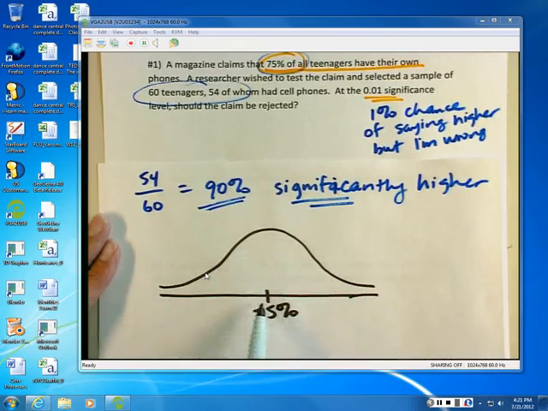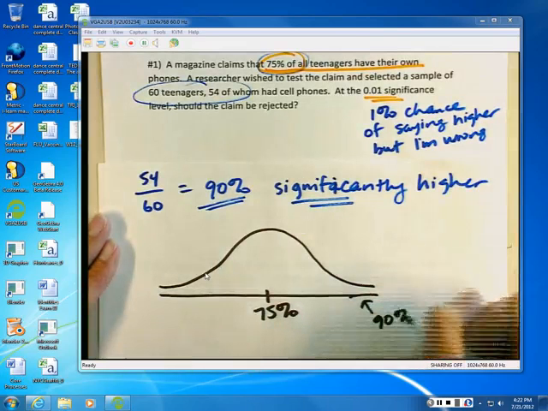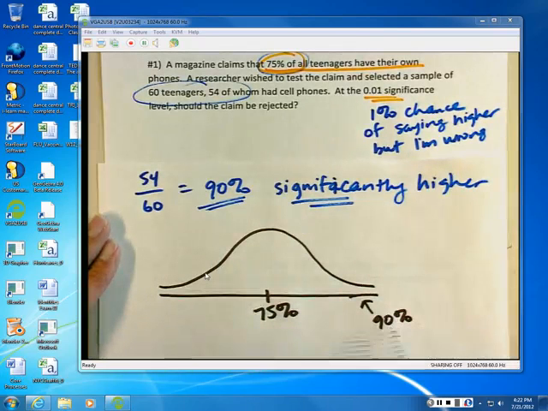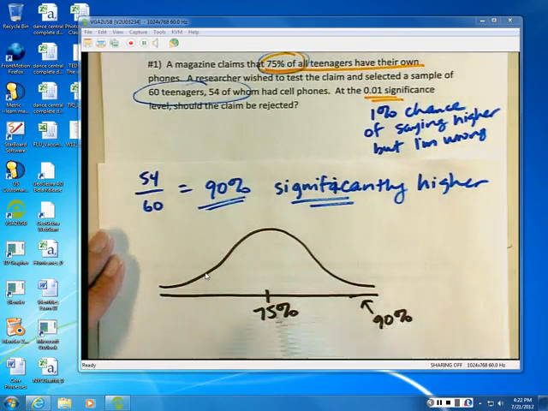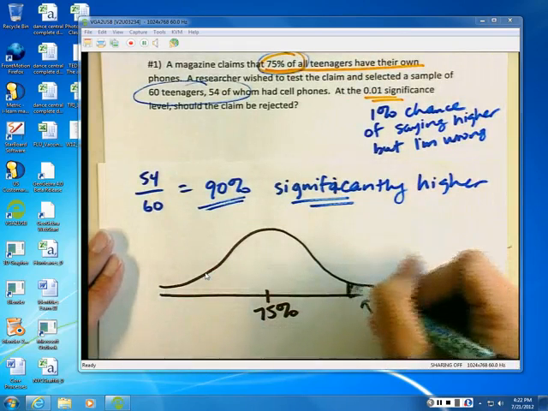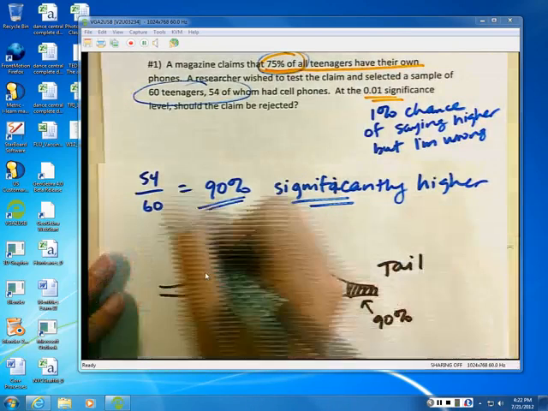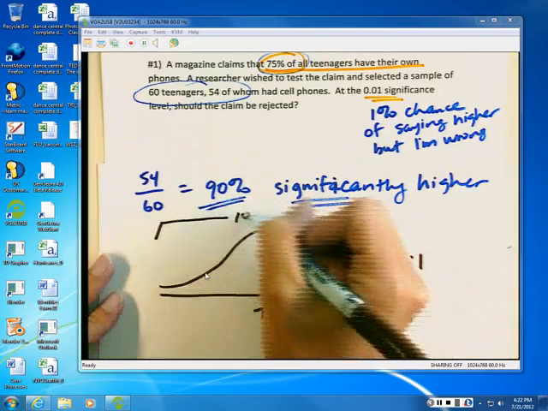75%. If I am significantly higher, I would expect that my 90% is up here. Not clustered around the middle here, where I expect to be just a little bit off if 75% is correct. But if I am claiming 90% is significantly higher, I want to be away from the 75%. So what I want it to do is to land in what we call the tail. Remember that the area under the curve is 100%.